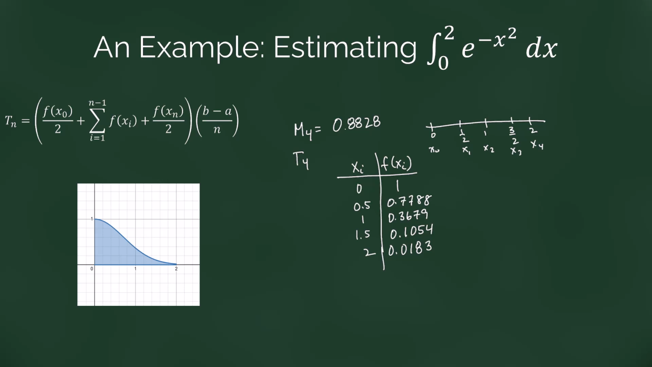Now, we're going to add these up this time, but we have to remember that when we do this, our sum, t sub 4, is going to equal f of x sub 0 divided by 2. And then we're going to have f of x sub 1, f of x sub 2, f of x sub 3, and then we're also going to divide f of x sub 4 by 2.